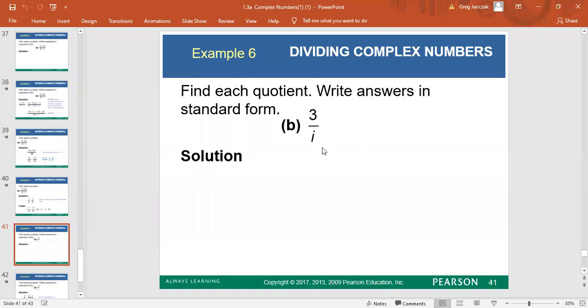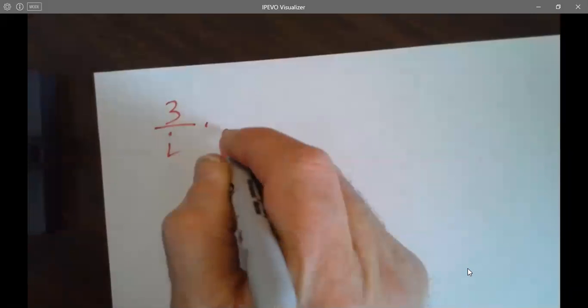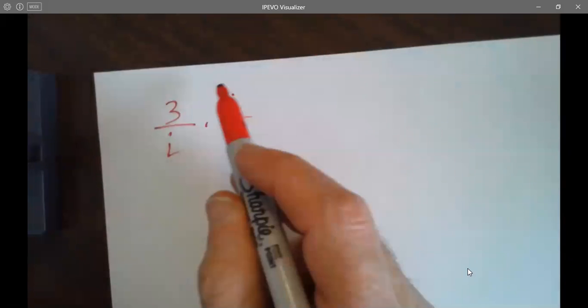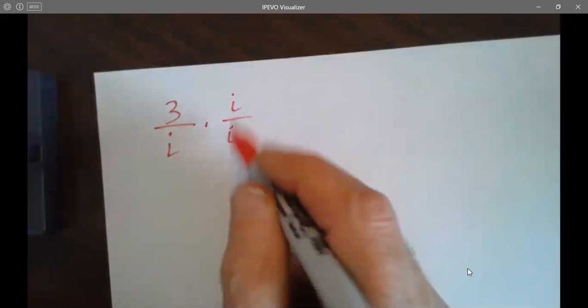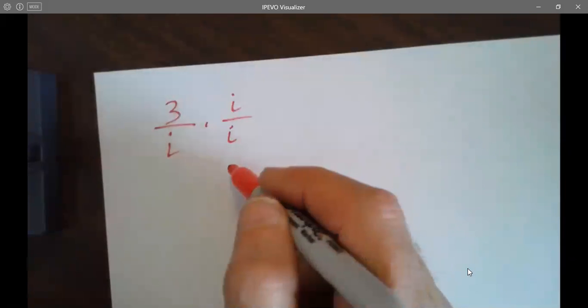So this is the other slide. Okay, so this is our slide, right? 3 over i. We don't want that i in the denominator. We've got to get rid of that. So what we can do here is we can multiply the i times itself. But we can't just multiply i, but we can multiply i over i, because anything over itself except for 0 over 0 is 1.